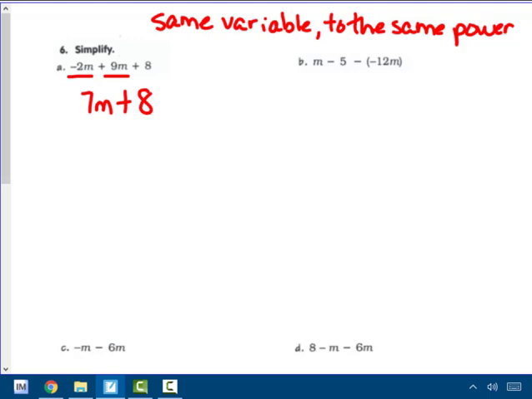This is 7 monkeys and 8. I don't know what those 8s are. They don't have any letter on them. No monkeys can't be added to the 7 monkeys, for instance. I know it sounds kind of silly, but that's what I do.